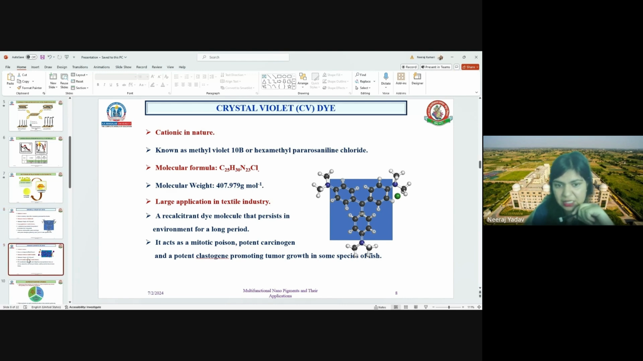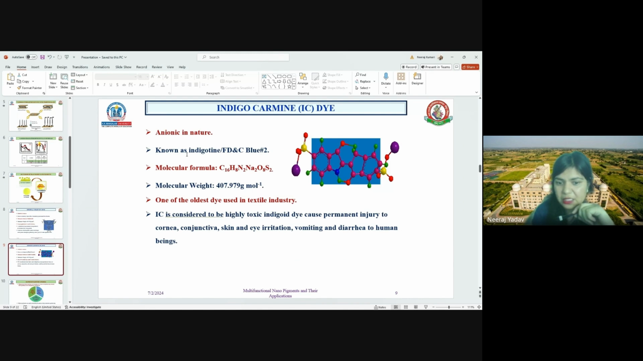If I discuss the indigo carmine dye, it is anionic in nature and one of the oldest dyes used in the textile industry. When a human being comes in contact with this dye for a long duration, various health effects can occur, like skin and eye irritation, vomiting, and diarrhea. So it is very necessary to remove these dyes from the water bodies.